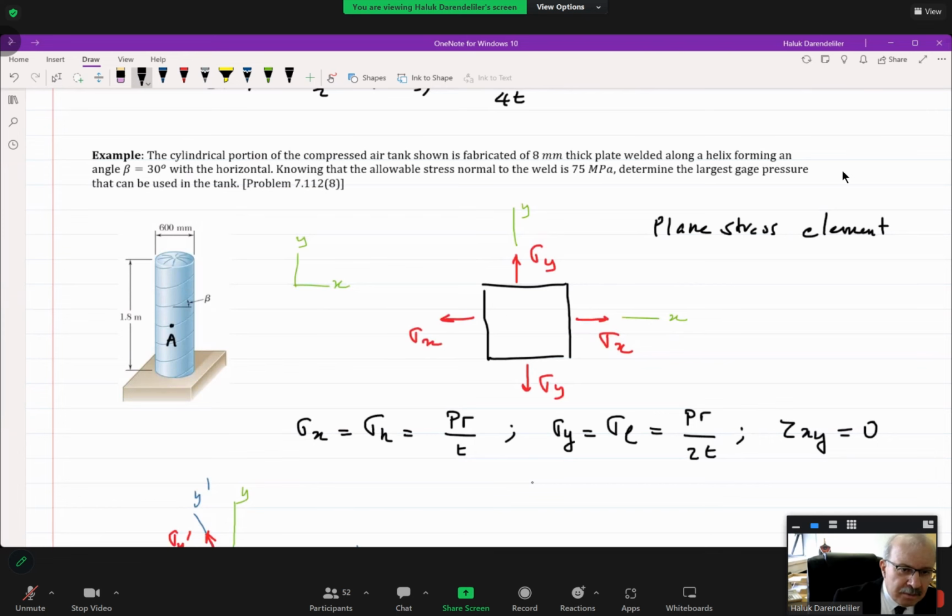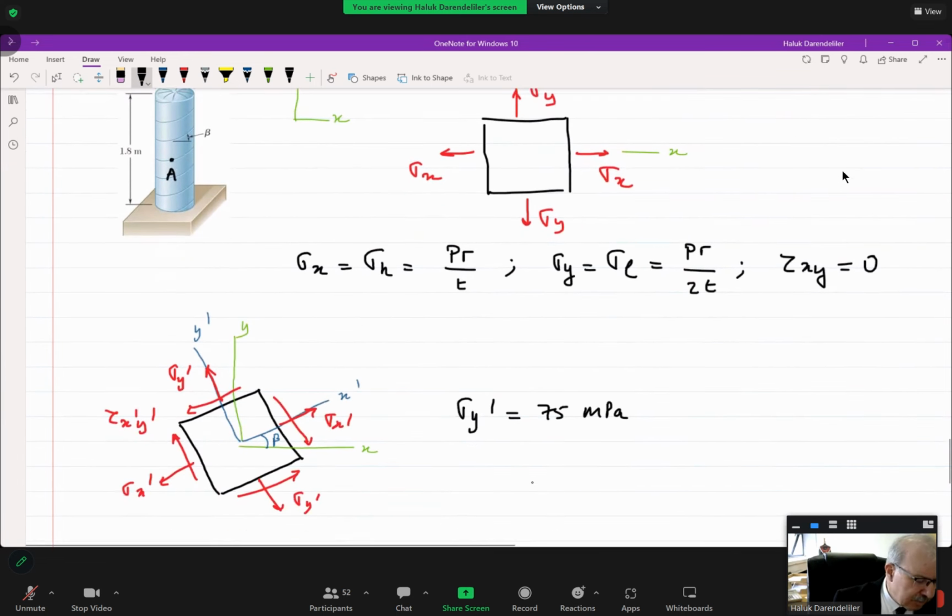On the other hand, when you look at this cylinder as given in the problem, the thickness is 8 millimeters and the diameter is 600 millimeters, right? So R, which is the inner diameter as defined in our book, is equal to 300 millimeters minus 8 millimeters, and that's equal to 292 millimeters. And thickness is given as 8 millimeters.